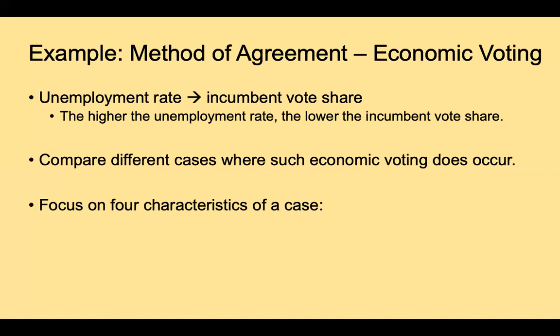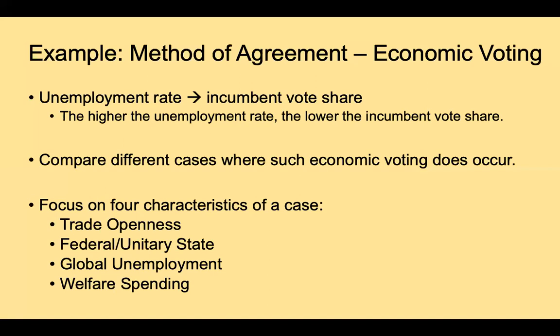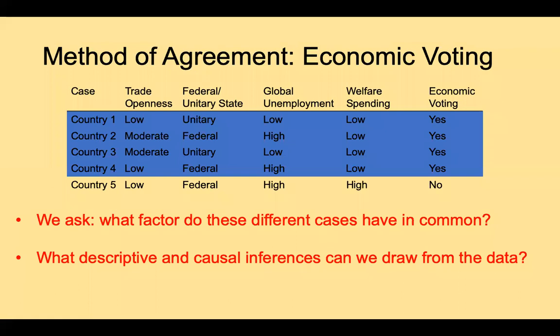And so once we've got those cases, those very different cases with the same relationship, we focus again on those four characteristics: trade openness, federal unitary state, global unemployment, and welfare spending. Remember that those four variables were all interesting to consider because they all represented factors that could affect whether or not voters would hold the incumbent national government accountable for the economic performance in the last few years. So we then take a look at our data. And again, what I've done is I've highlighted the positive cases of economic voting and made them blue. And those are the cases that we're mainly focusing on again, but we also have a negative case in here that is not highlighted. But for the purposes of the method of agreement, we ask, what factor do these different cases have in common?